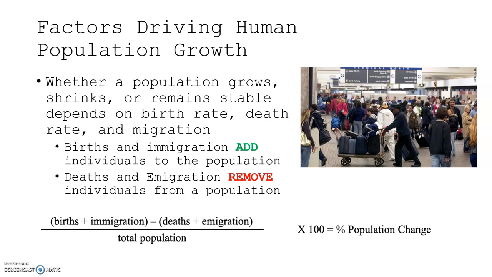So here's the equation when we're looking at that. Births plus immigration, and we add the deaths and the emigration, and we subtract births minus deaths, or all the ones that are being added minus the ones that are being subtracted, divided by the total population, times 100 gives us our percent population change.